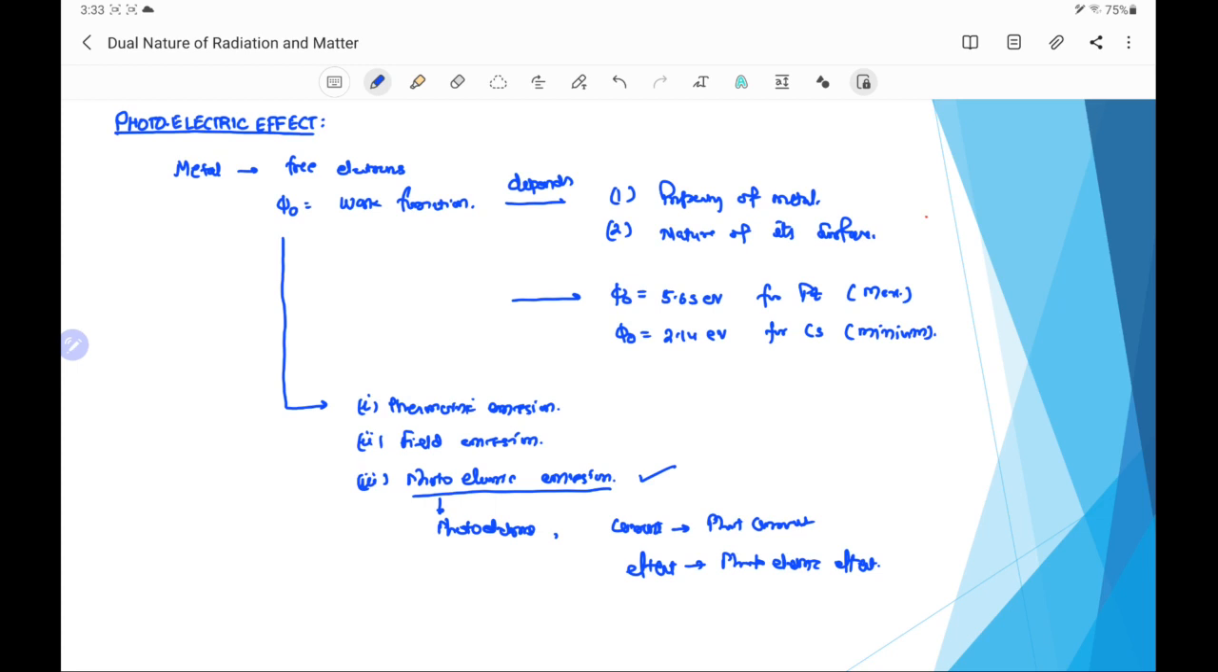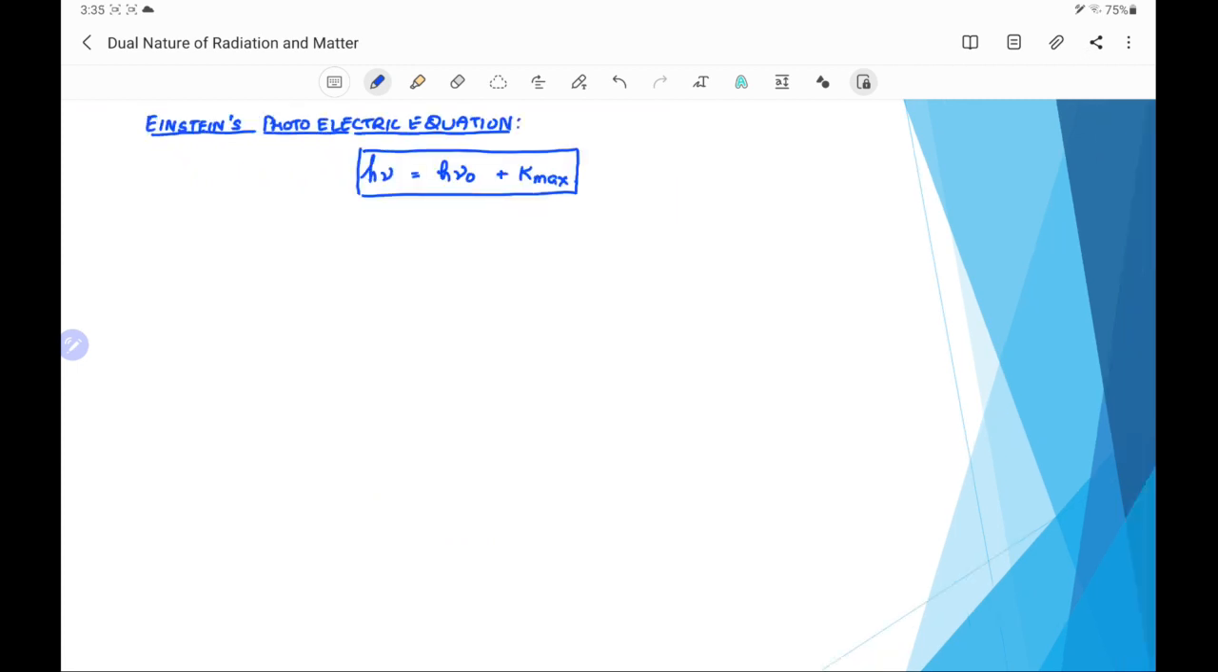For photoelectric effect, a very important equation is given by Einstein, and this equation is the photoelectric equation proposed by Einstein: h nu equal to h nu naught plus K max, and this follows the conservation law of energy. Here h is the Planck's constant, and its value is 6.6 into 10 raised to the power minus 34 joule second. Nu is the frequency of incident radiation on metal surface.